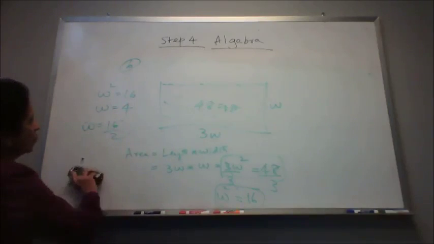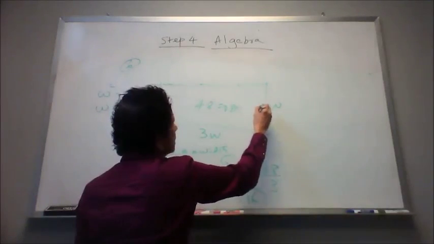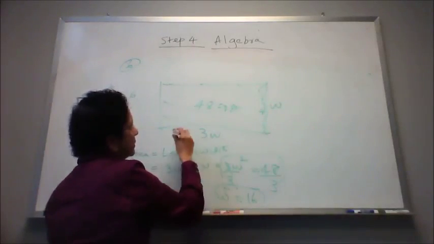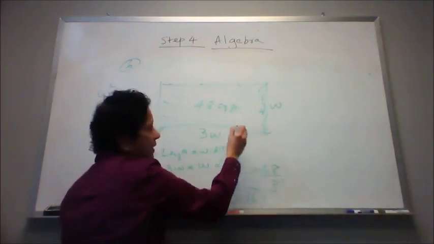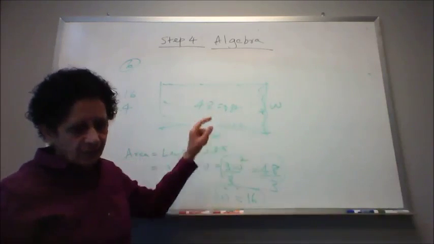So W is 4. So that means that in this rectangle, this width is 4, and 3 times that, so this is 12, that's the length. So you know that 4 times 12 is 48. Okay?